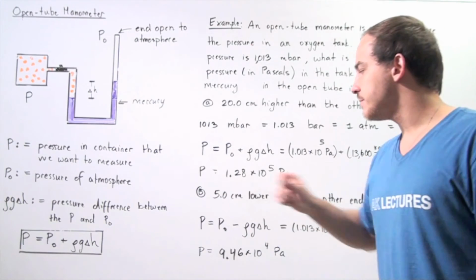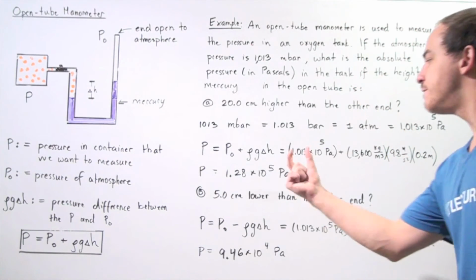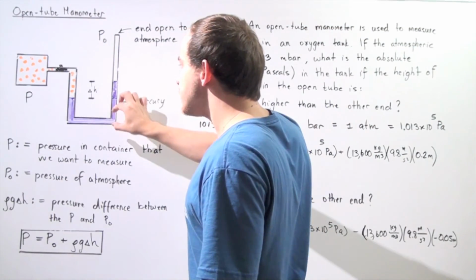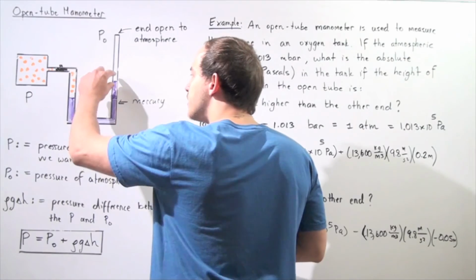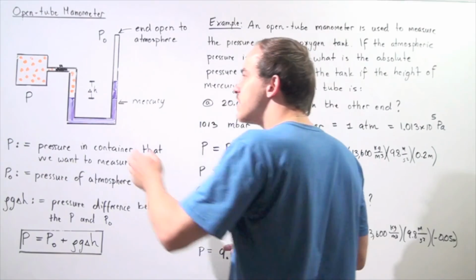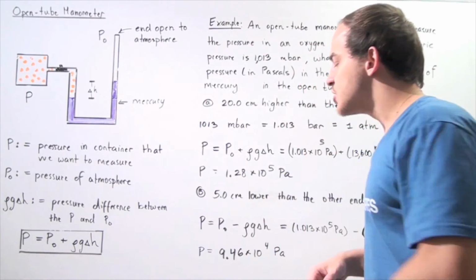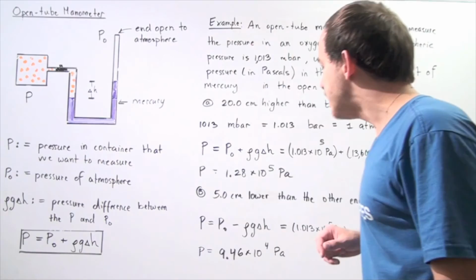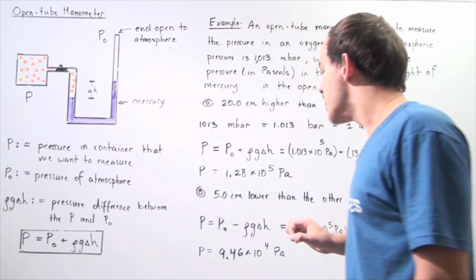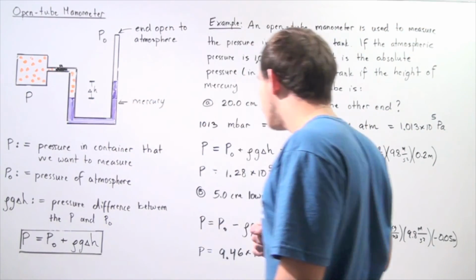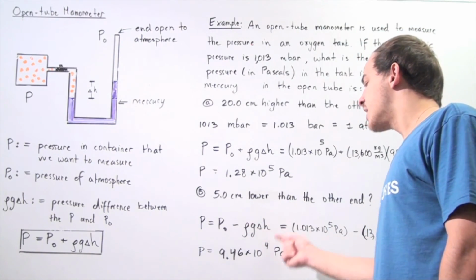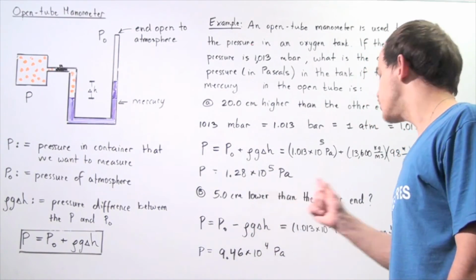Now, let's look at part B. So now suppose there's a 5 centimeter difference, but this end is higher than this end. Because this end is higher than this end, that means the atmospheric pressure must be higher than our pressure inside the tank. So instead of using the plus sign, we must use the negative sign because the change in height is negative. So the pressure inside the tank is equal to the atmospheric pressure minus our gravitational constant, our density, and our change in height.